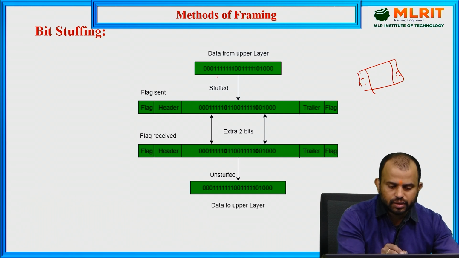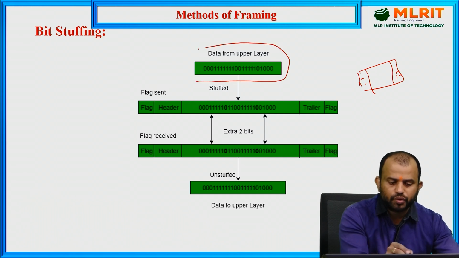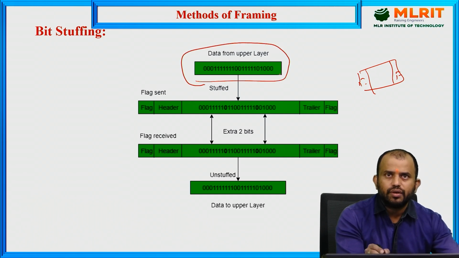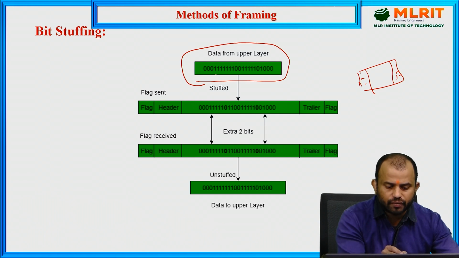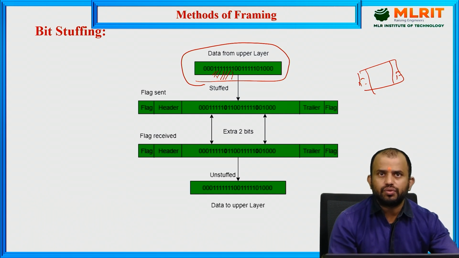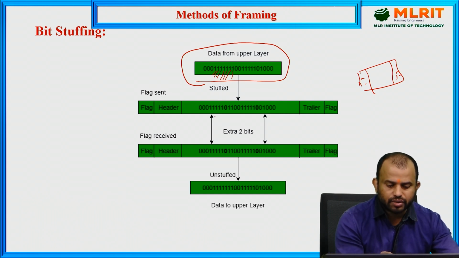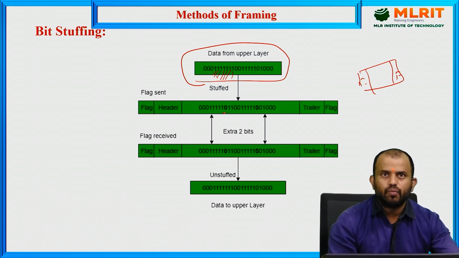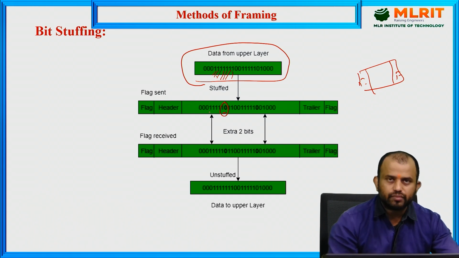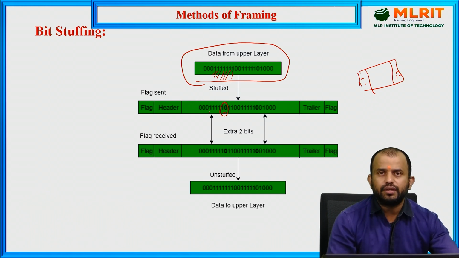For example, this is my data coming from the original layer. We have a huge amount of information, a sequence of n number of ones. For example, 1, 2, 3, 4, 5, 6, 7, so 7 consecutive ones are there. But after 5 consecutive ones, we insert a 0 value. That we call bit stuffing. What is meant by bit stuffing?